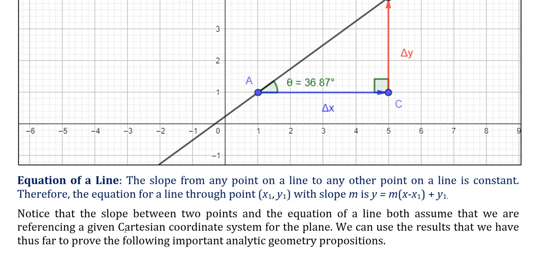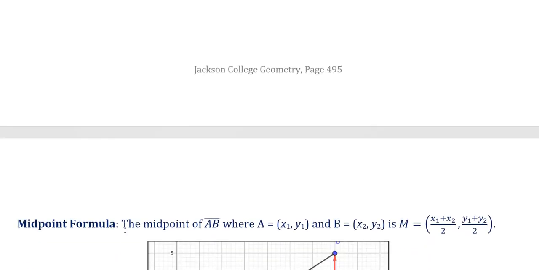So notice that the slope between 2 points and the equation of the line both assume that we are referencing a given Cartesian coordinate system for the plane. And we can use the results that we have thus far to prove some important analytic geometry propositions.